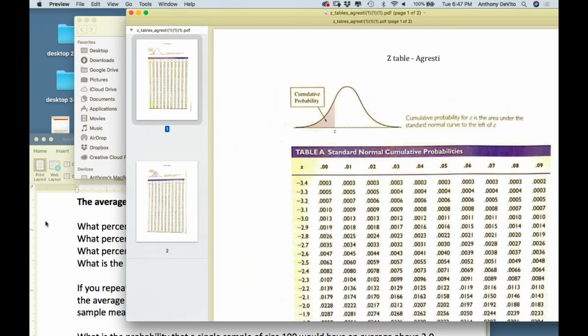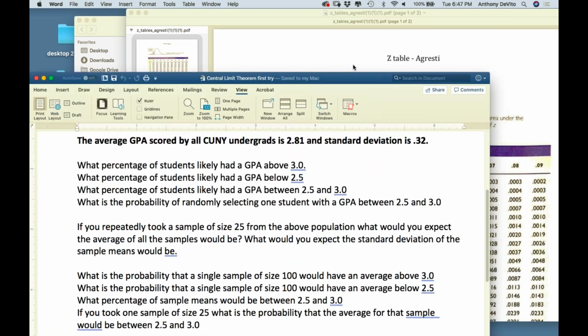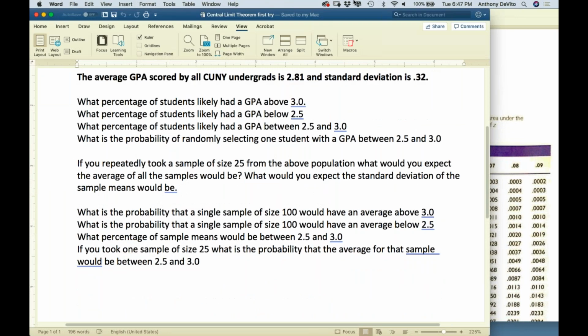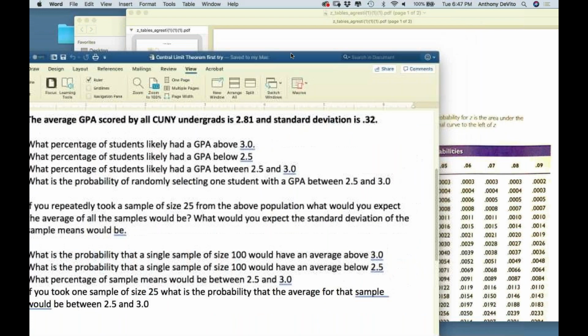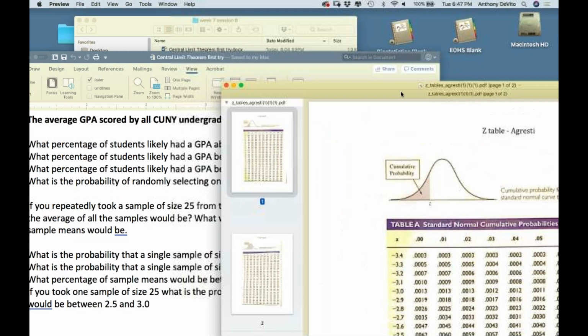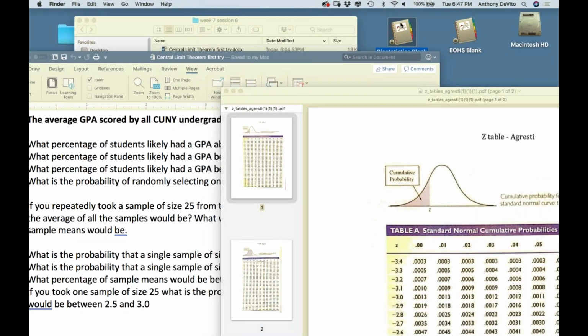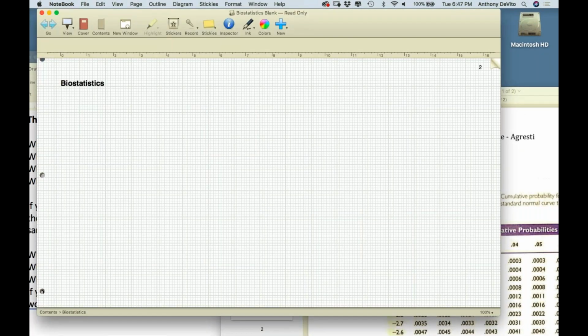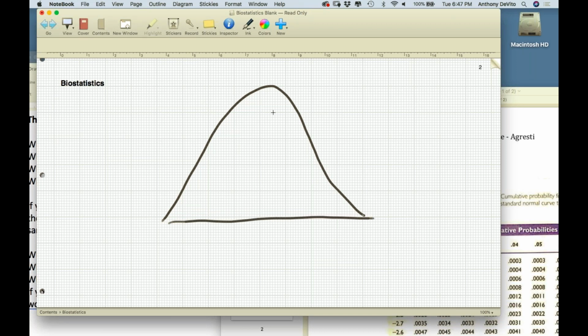Well, first of all, we have to figure out what Z-score is represented by a grade point average of 3.0. Okay, so let's sketch this out. I like sketching it out. It makes it harder to make a mistake. Okay, so here's our distribution, a bell-shaped curve. Our mean was, I buried it. Anybody remember what it was? It was 2.81, was it? Should we go back and look?